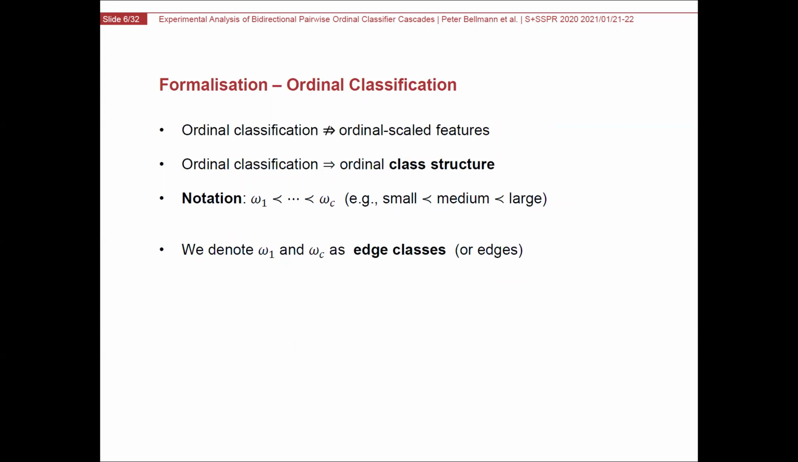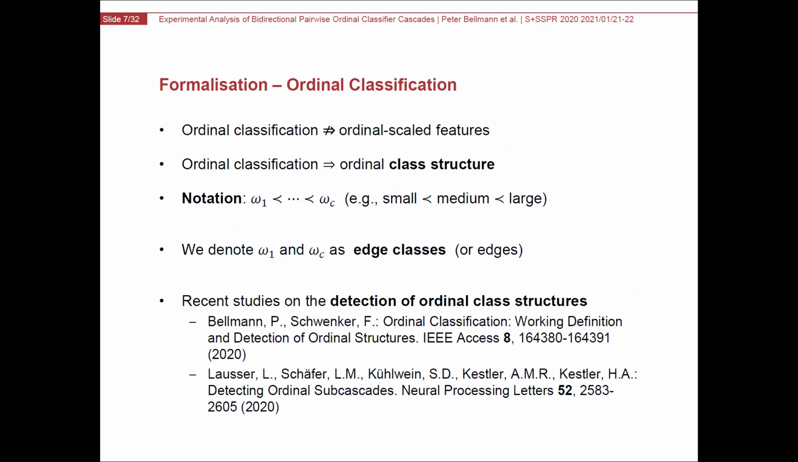Ordinal classification does not mean that the data features are ordinal scaled. Ordinal classification implies that the classes constitute an ordinal structure, for instance, labeled as small, medium, and large. These are some latest studies on the detection of ordinal class structures, which was not part of our current contribution. In this work, we assume to have prior knowledge of the dataset's unique ordinal class structure.